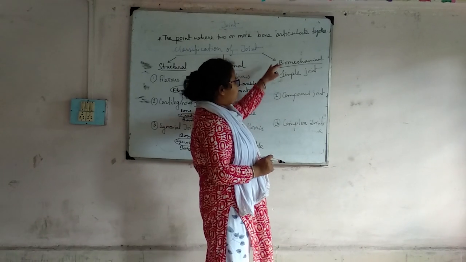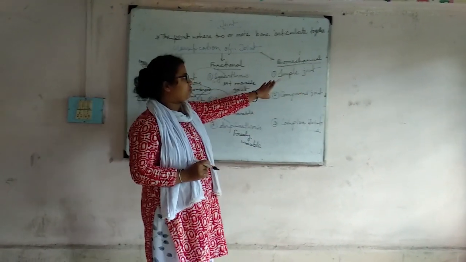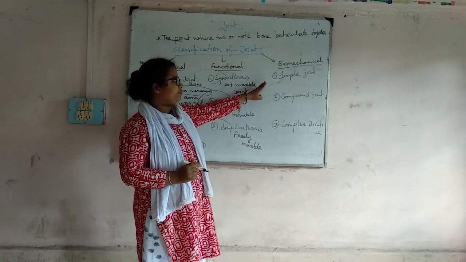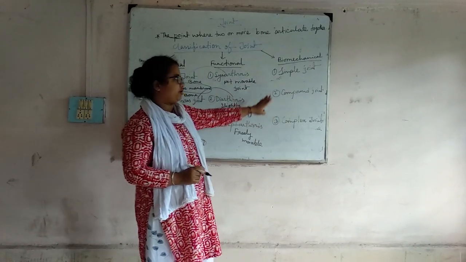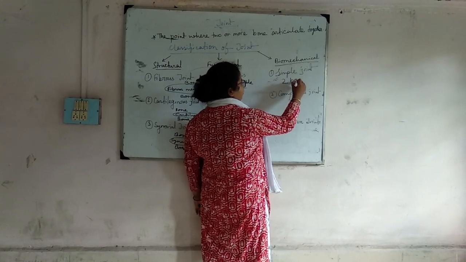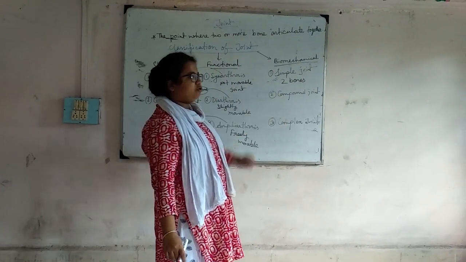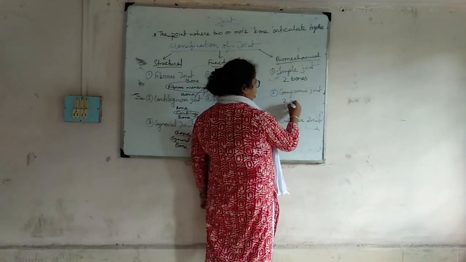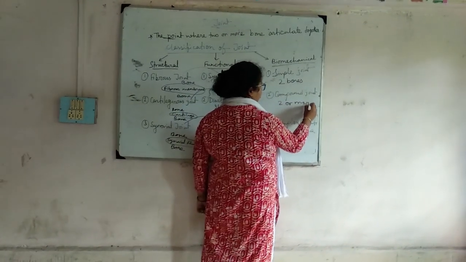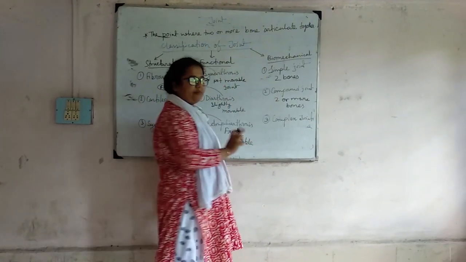Now we are discussing biomechanical joints. Biomechanical joints are of three types: simple joint, compound joint and complex joint. Simple joint means where two bones articulate. Compound joint means two or more bones. Where two or more bones articulate together, this is called a compound joint.